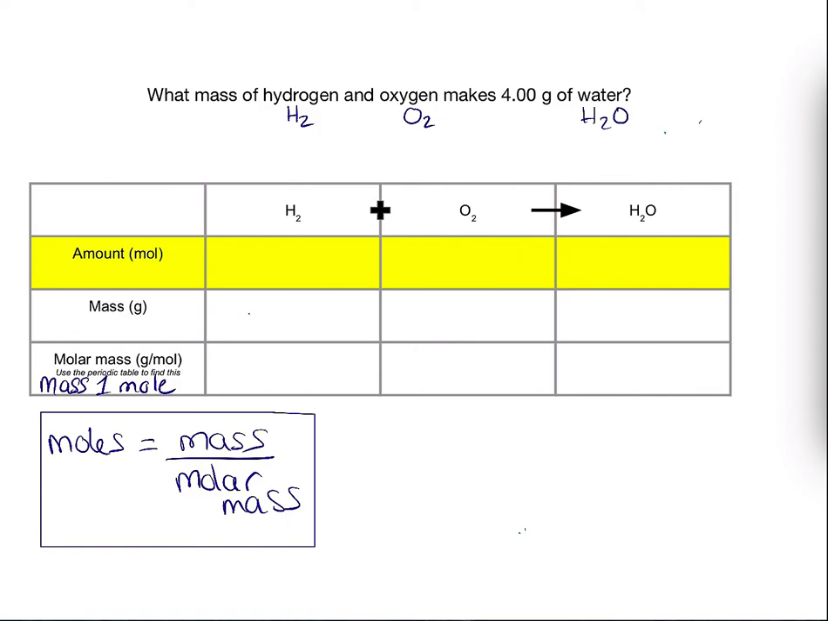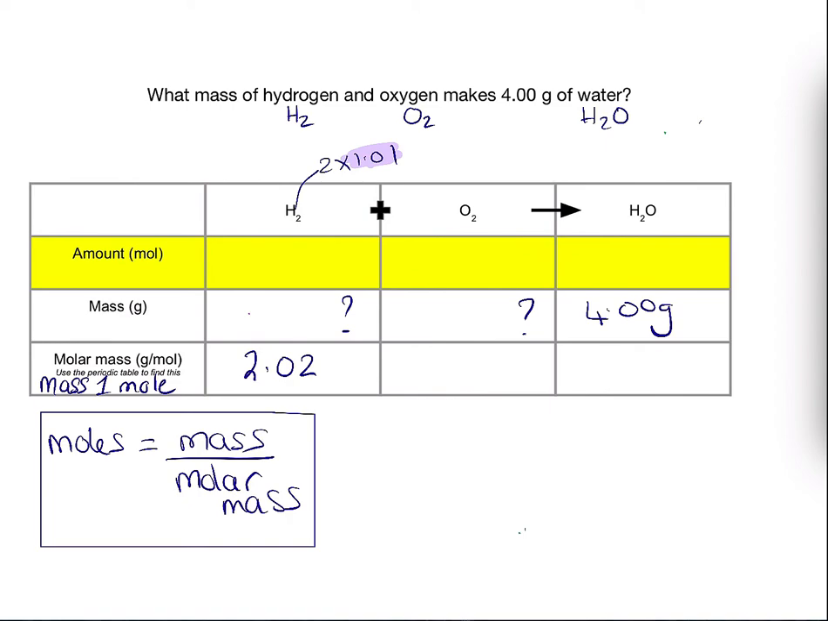So the first thing I'm going to do is write the 4.00 grams into the space underneath water, because that's the information I've been given in the question. And what we're going to find out is the mass of H2 and O2. Now let's write the molar masses of those things. The molar mass of H2 is made up of 2 lots of 1.01, the atomic mass of each hydrogen atom, found on the periodic table. So the molar mass of H2 is 2.02 grams per mole.